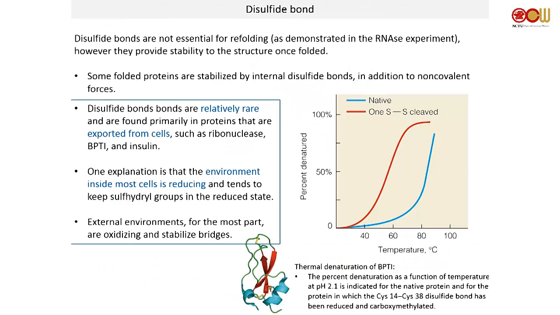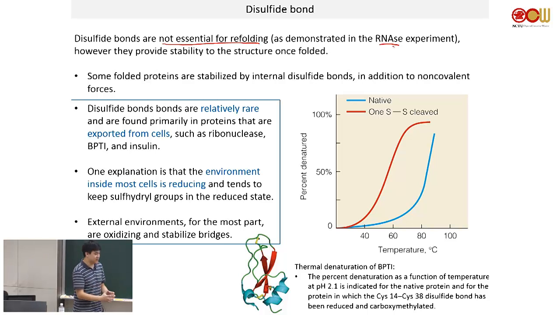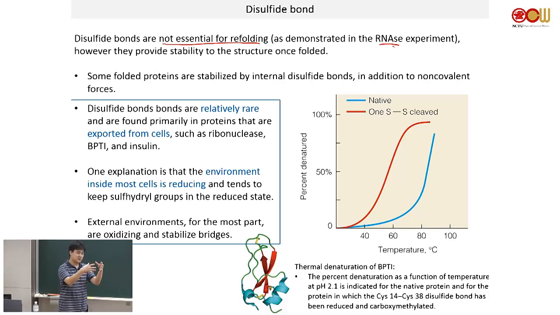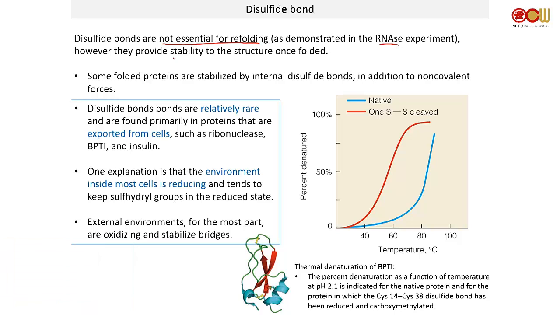Now, disulfide bonds. Don't forget disulfide bonds. Disulfide bonds are interesting in that they are not essential for refolding, as we demonstrated in the RNase experiment. So disulfide bond formation is not super important for getting the three-dimensional structure of the protein. That is determined by what? By the amino acid sequence. So it folds to its preferred state. But what the disulfide bonds can do is provide significant stability to the structure once it's folded.